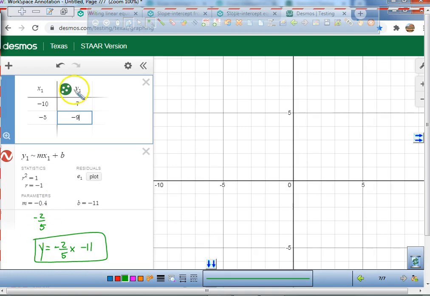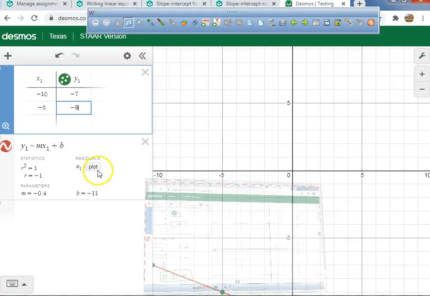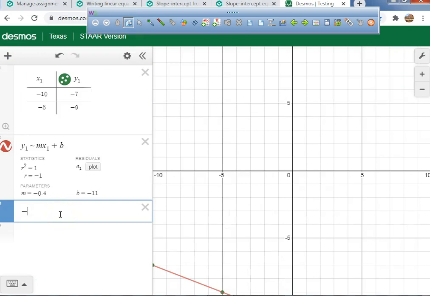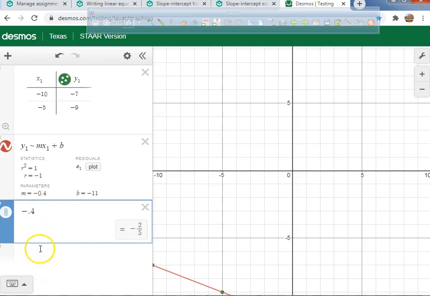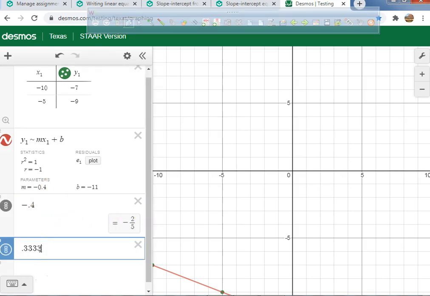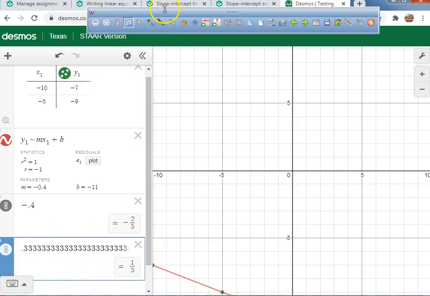If you don't know what the fraction is, all you've got to do is type in -0.4 and then hit the little fraction button, and it'll change it. The only time that it won't work is if you have a repeating decimal, like 0.333333. You have to keep typing it in, and then eventually you can change it to 1/3. So don't put 0.333 or 0.666 if it's a 1/3 or a 2/3. That would be bad.